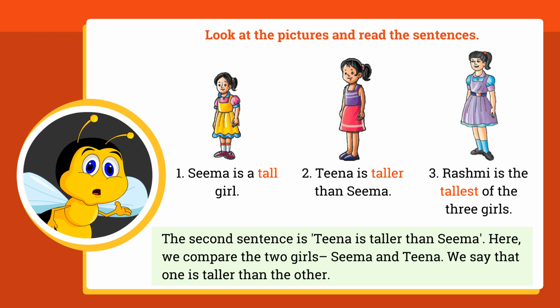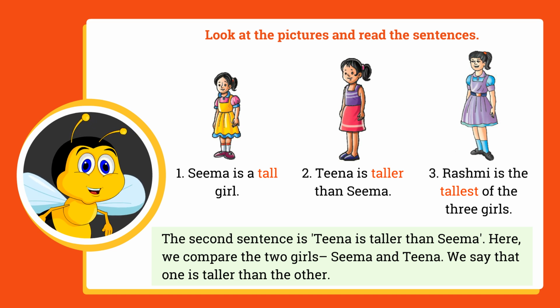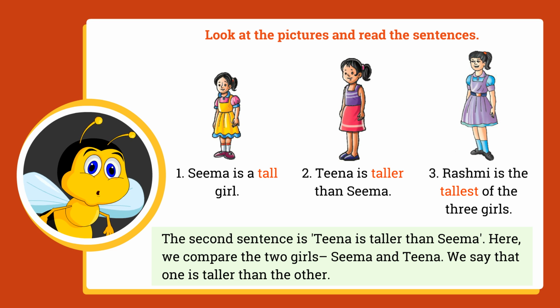The second sentence is Tina is taller than Seema. Here, we compare the two girls, Seema and Tina. We say that one is taller than the other.